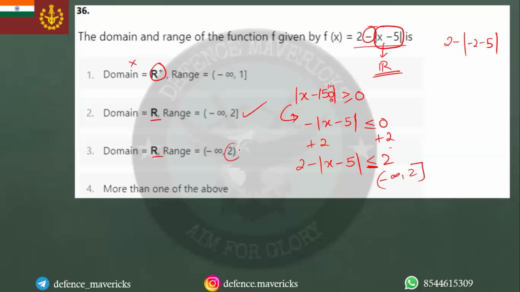ठीक है, see here they have not included 2, but you will include 2 ना, because mod can be 0, the value of this mod can be 0, so 2 minus 0, 2 is a possibility in the answer. ठीक है, and more than one of the above, इस ऑप्शन का कोई लॉजिक ही नहीं बनता. There cannot be 2 domains or 2 ranges ना. All of these options are different, so how can there be 2 options which are correct? तो ये तो अगर एग्जाम में ऐसा कुछ आ जाता है तो, I mean I have taken this from a website, I don't remember which website, but it was PYQ. तो उन्होंने ये ऑप्शन दिया था. अब इसका तो कोई सेंस ही नहीं बनता. I mean how can there be 2 domains or 2 ranges?